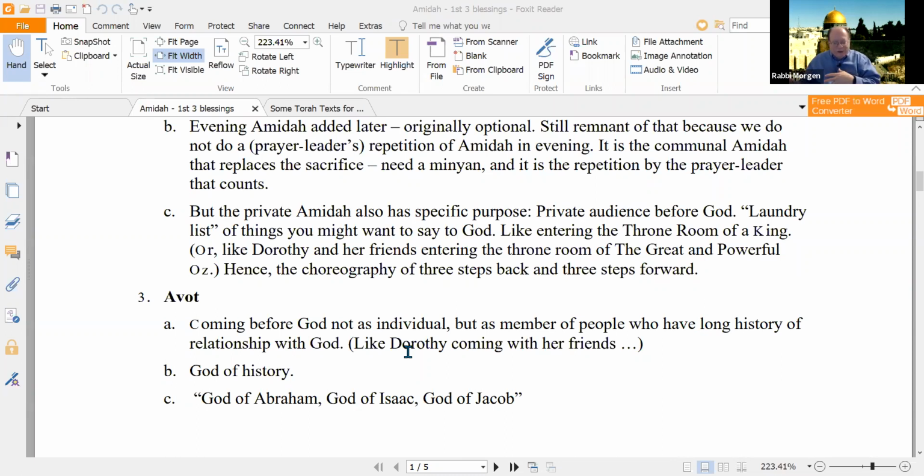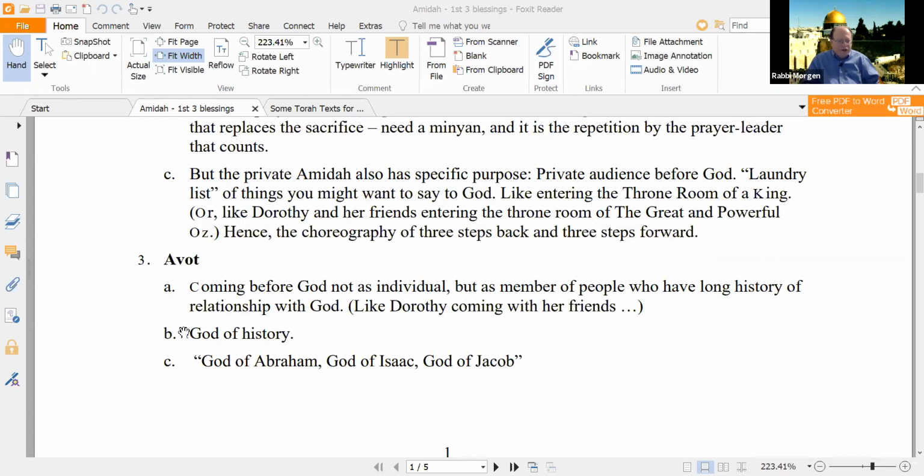So that's like Dorothy bringing her friends with her. So we're bringing our ancestors with us, right, so to speak. They're our moral support as we come to face God. We come with a long tradition of having this relationship with God. Also reminds us that God has a history with us particularly, but with the world in general, that God has a role in history, right? Going back at least, well, we believe going back to Adam and Eve, but at least with Abraham, Isaac, and Jacob.